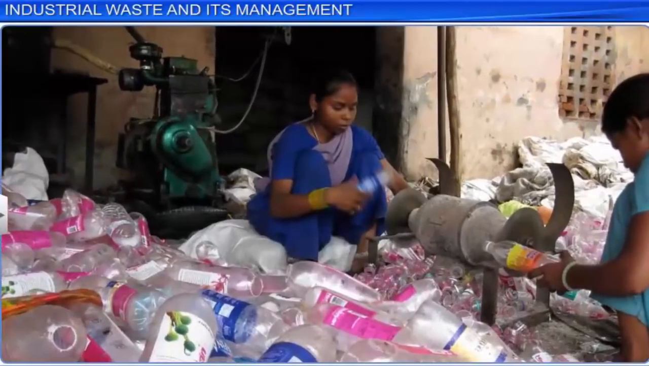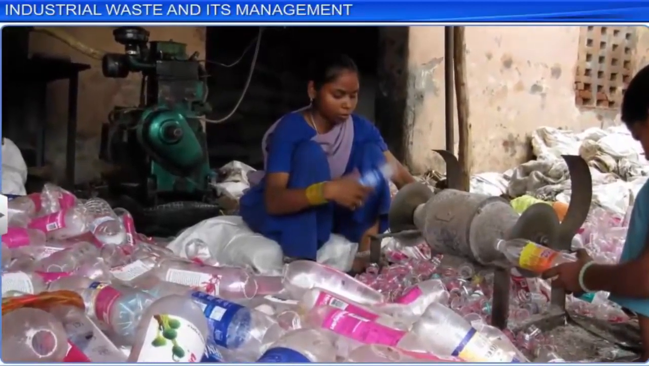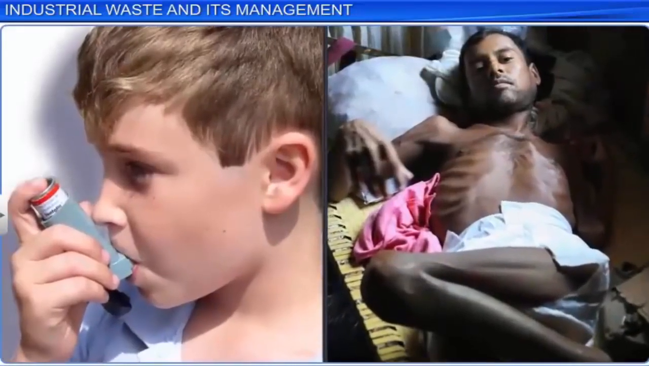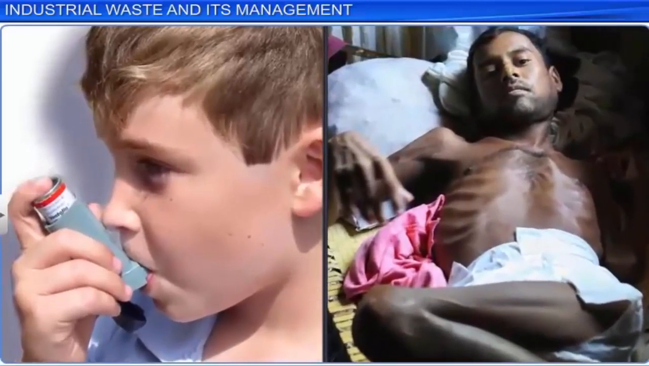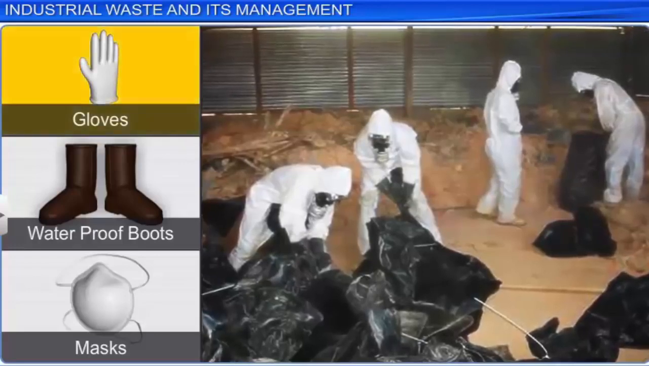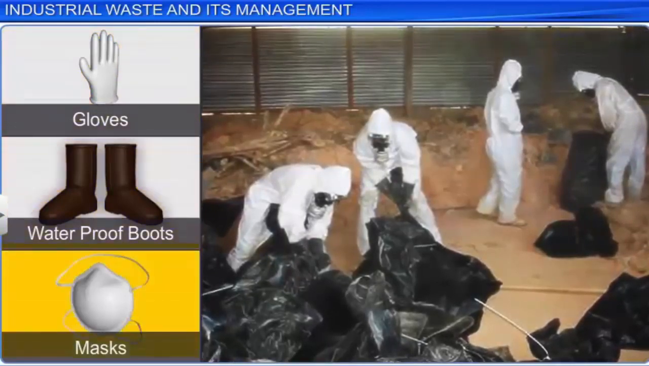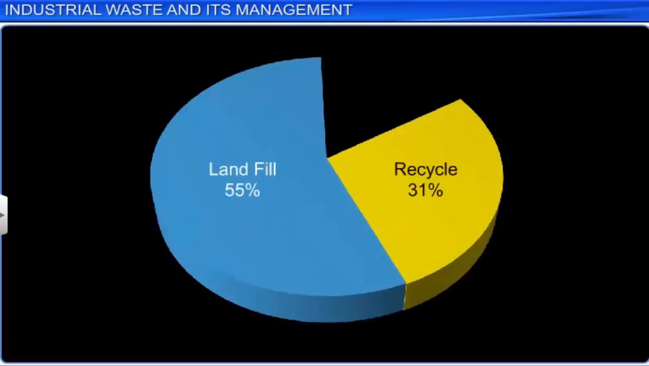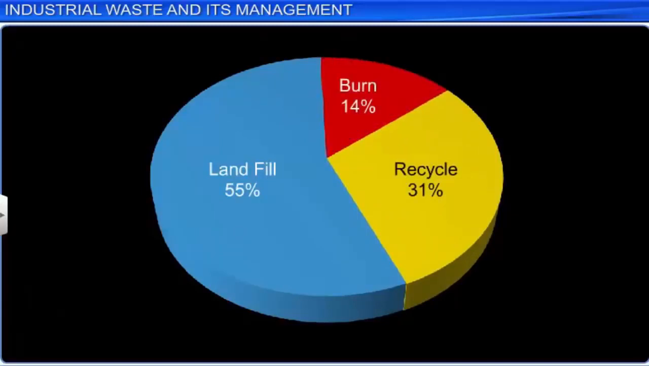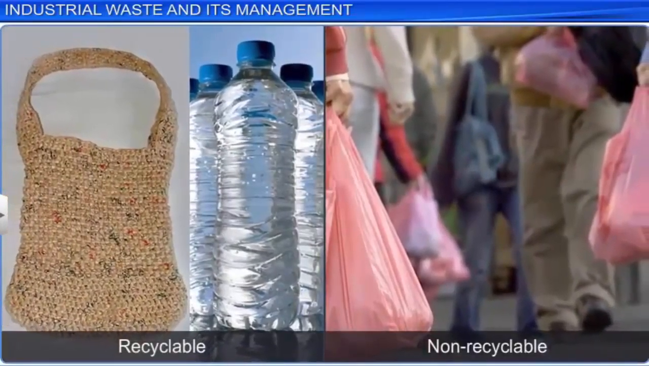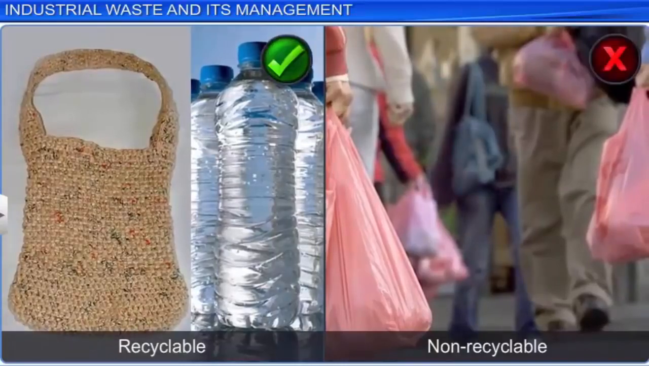While collecting waste, special care should be taken by the workers to protect themselves from its harmful effects. When human beings are in direct contact with toxic wastes, they become more prone to diseases caused by harmful chemicals. This can be prevented by using protective devices such as gloves or waterproof boots and gas masks. Though recycling is one of the easiest ways to reduce waste, only about 31% of waste is currently being recycled on the earth. Therefore, the next time you go shopping, do not forget to opt for something recyclable.